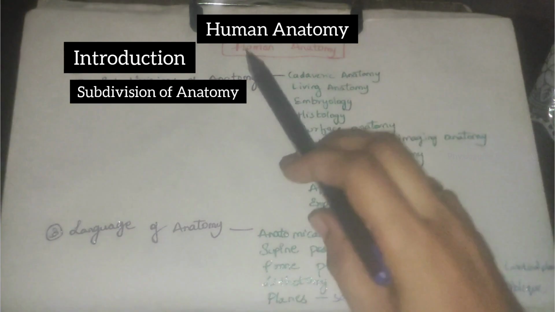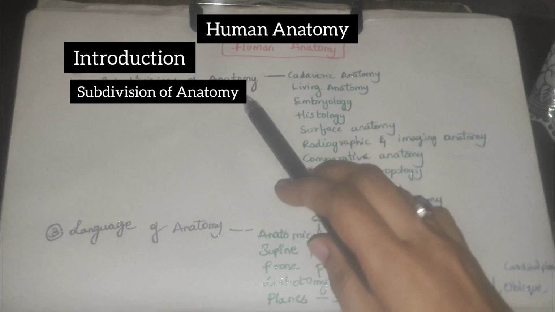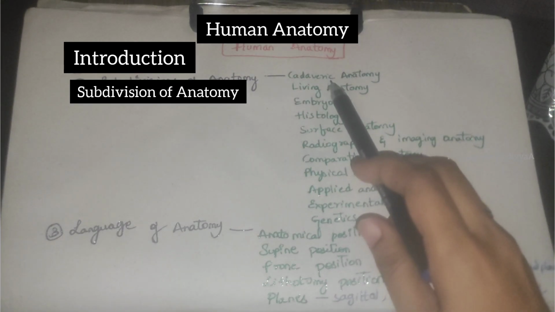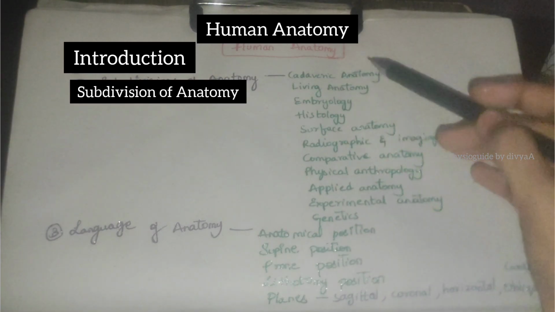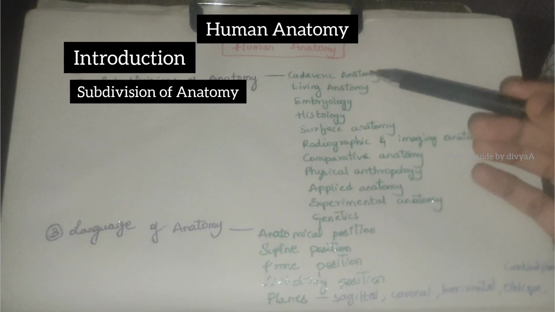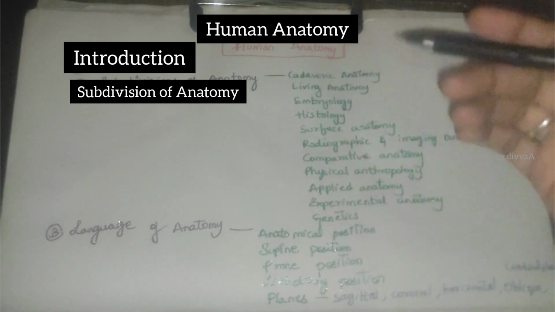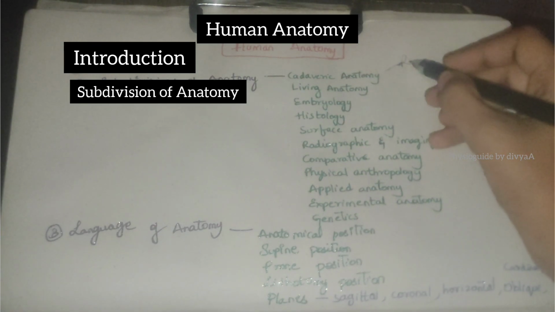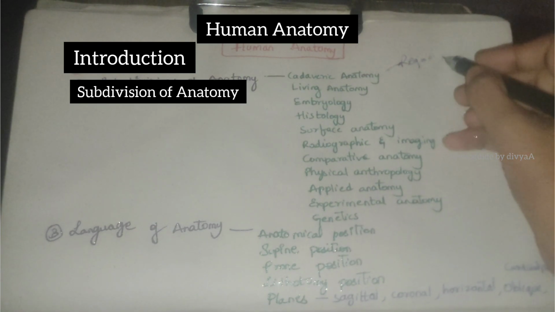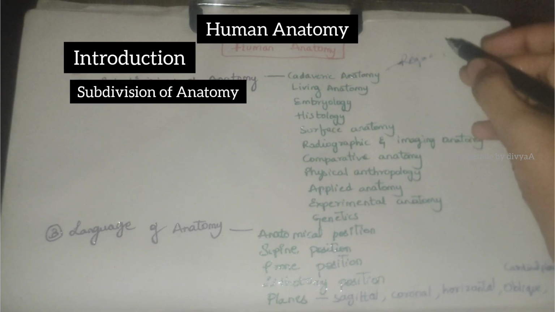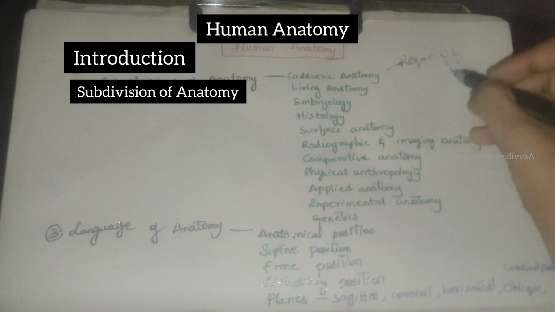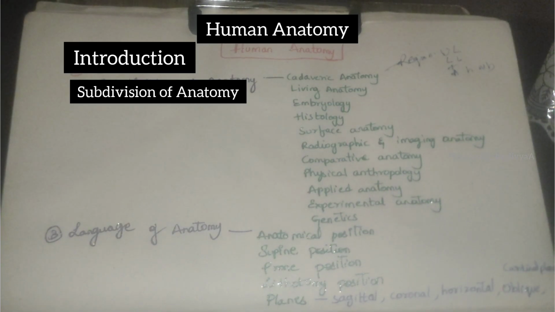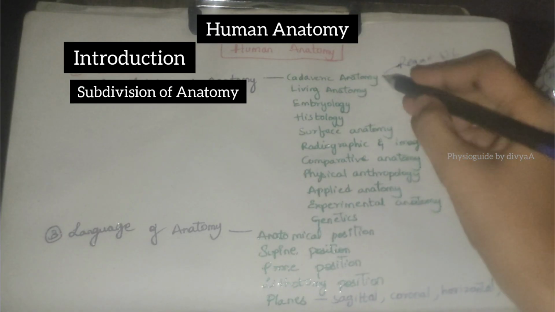Now, subdivision of anatomy. The main subdivision of anatomy is the cadaveric anatomy. It is the study of the dead, preserved bodies. In this, again, this can be done by one of two approaches. They are the regional anatomy. Regional anatomy means the body is studied in parts like upper limb, lower limb, thorax, abdomen, head, neck, brain. And the other approach is the systemic anatomy.